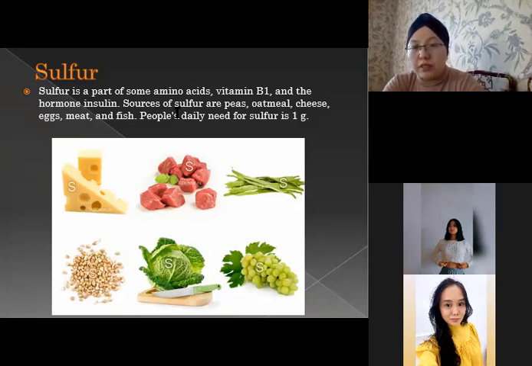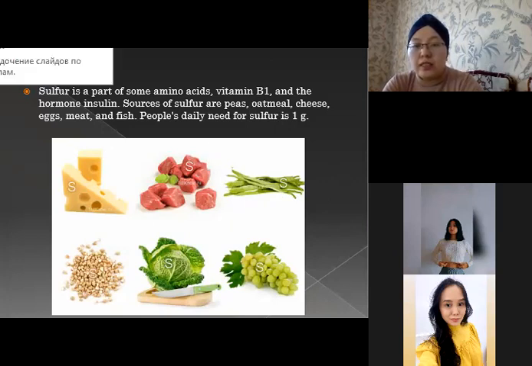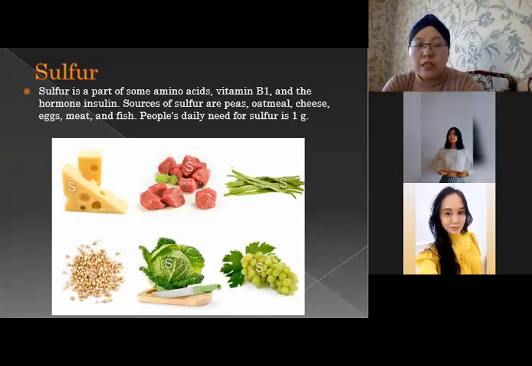So sulfur is a part of the amino acid and vitamin B1 and the hormone of insulin. Yeah, so the sources can be as a peas, cheese, eggs, meat, fish. So daily needs or daily intake of sulfur is about 1 gram.